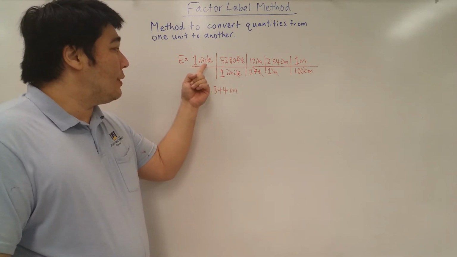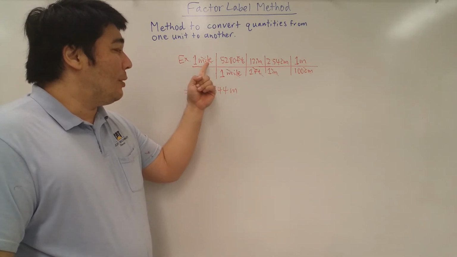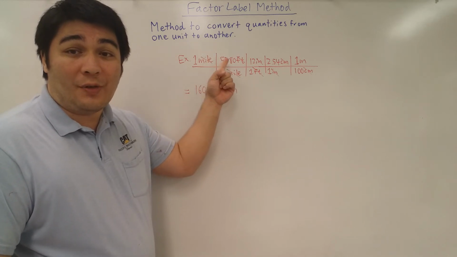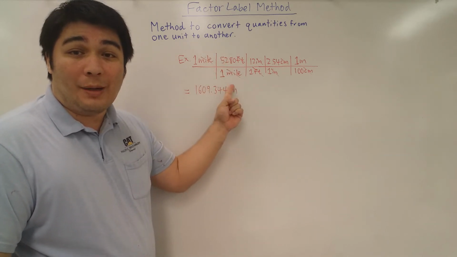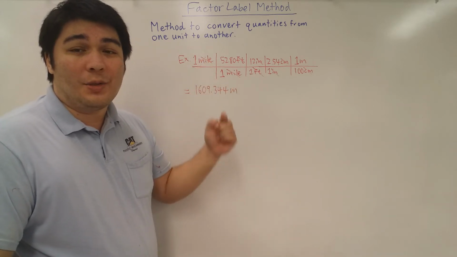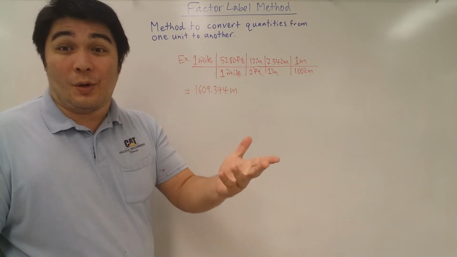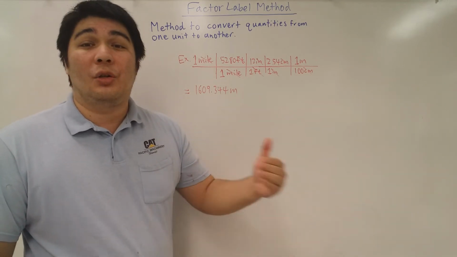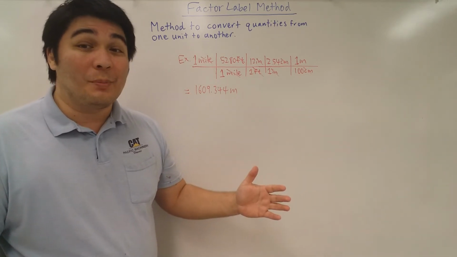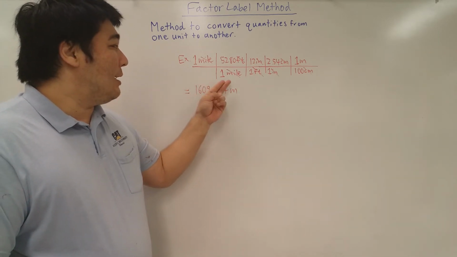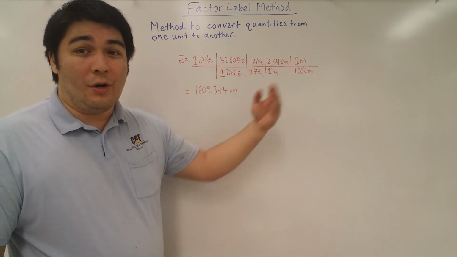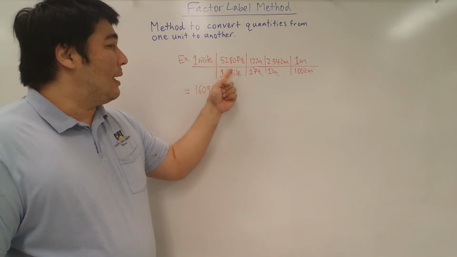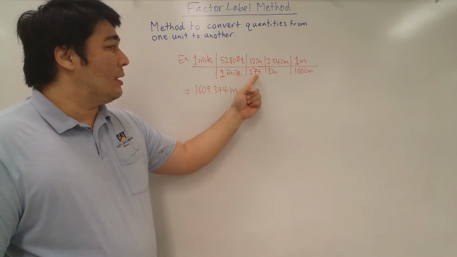So what you would do is say, okay, if miles is in the numerator, do I want to put 1 mile per 5,280 feet, or 5,280 feet per mile? Because then miles over miles will give you 1, and that's what you want. You want the miles to cancel out so you can get to the new unit. That's the goal of this whole factor label method process. So let's continue. We're going to keep doing this over and over until we get to the unit that we want. There are 5,280 feet in a mile, and there are 12 inches in 1 foot.